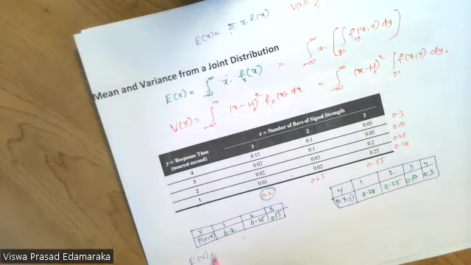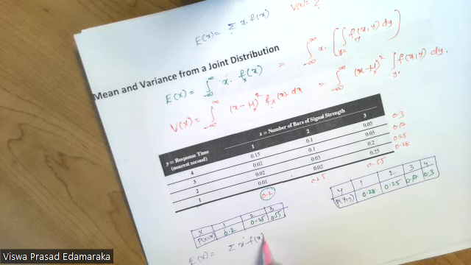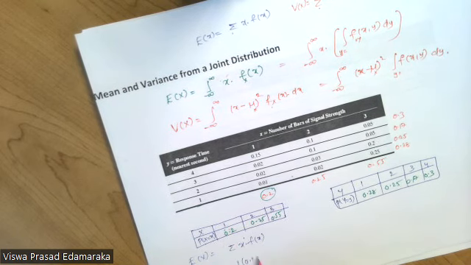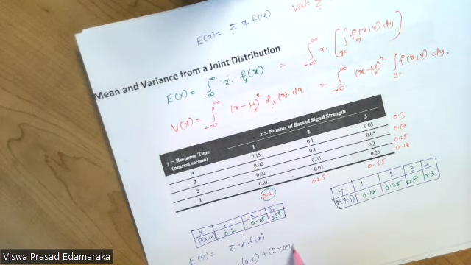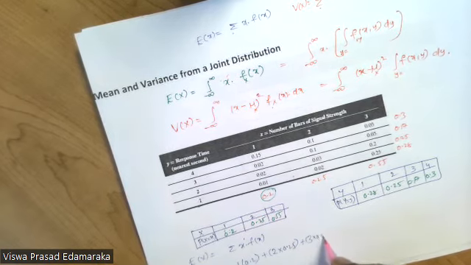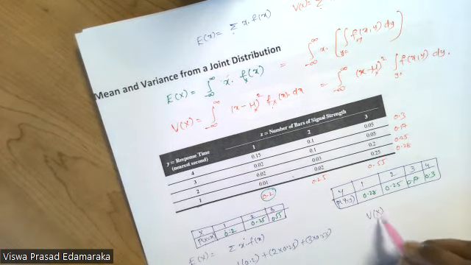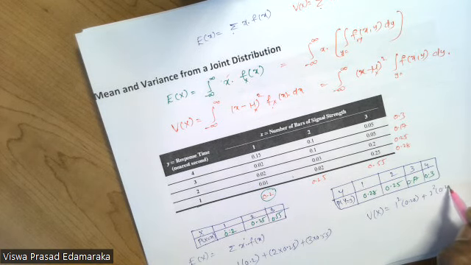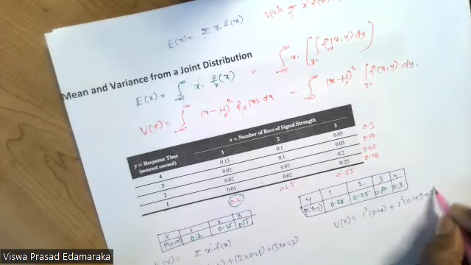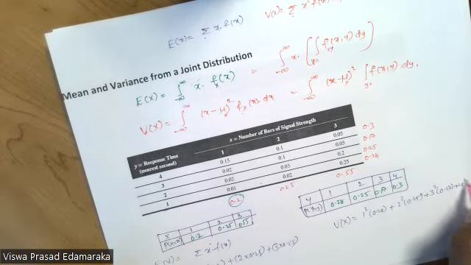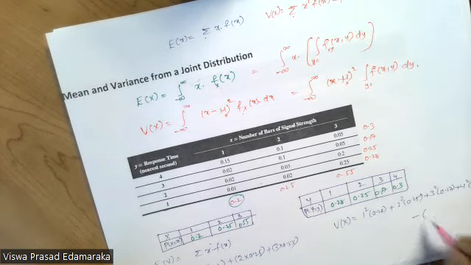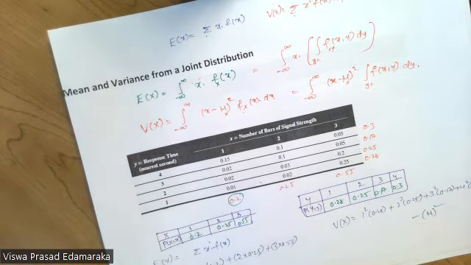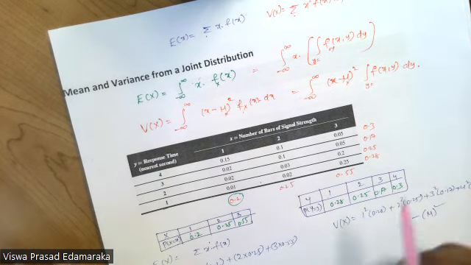So when I redraw this table into two halves, it is very easy to calculate E of x, sigma x into f of x. Since it is discrete, I have taken summation. So 1 into 0.2 plus 2 into 0.25 plus 3 into 0.5. Similarly here, variance is like 1 square into 0.28 plus 2 square into 0.25 plus 3 square into 0.17 plus 4 square into 0.3 minus mu square. So this is the mean and variance of a joint distribution.